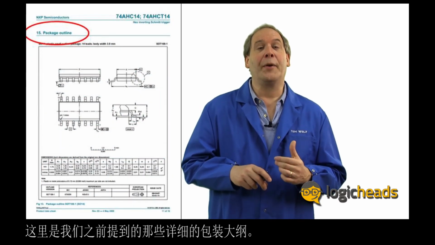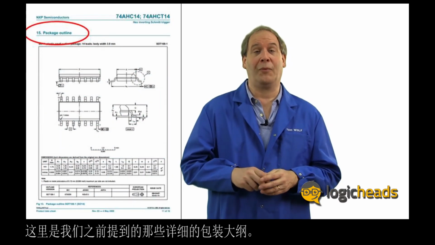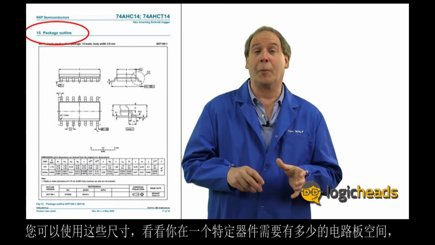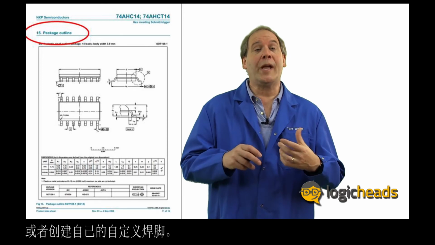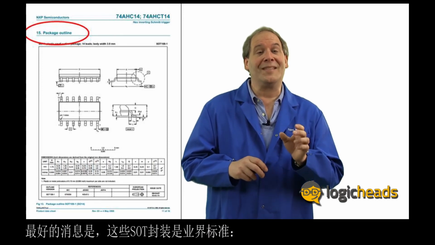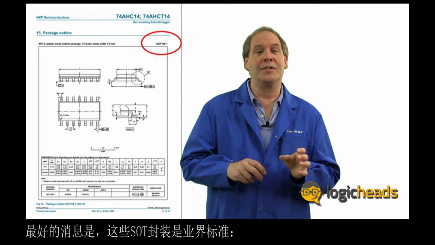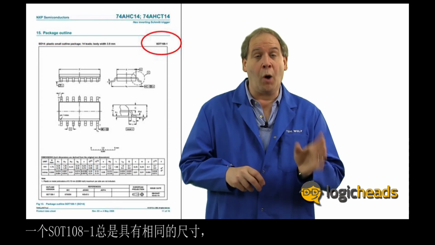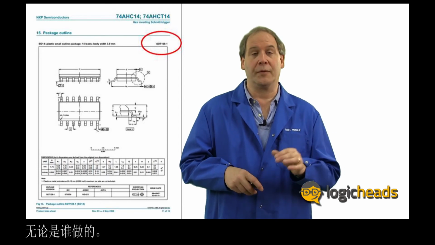And here are the detailed package outlines that we mentioned before. You can use these dimensions to see how much board space you need for a particular device, or to create your own custom solder footprint. The best news is that these SOT packages are industry standards. A SOT 108-1 will always have the same dimensions regardless of who makes it.